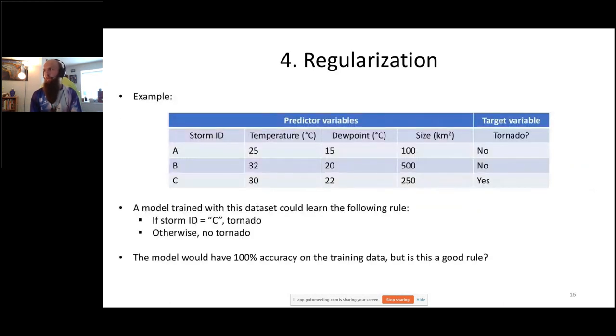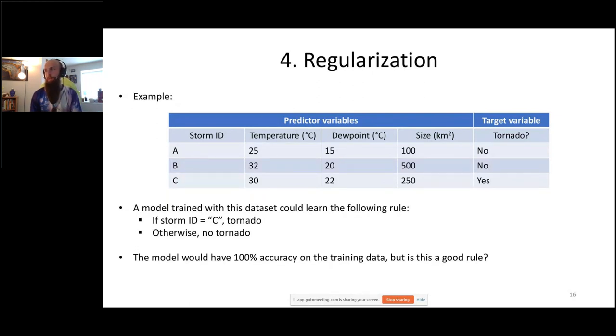So here's an example where overfitting might happen. In this case, we have a really tiny data set with only three storms. We're trying to predict if there's going to be a tornado. And in this case, we've misguidedly included storm ID as one of the predictor variables. These storm IDs you often see when you run a tracking algorithm, and they're arbitrary. But if you naively just threw every piece of data you had into a machine learning model, it could start learning from these storm IDs.